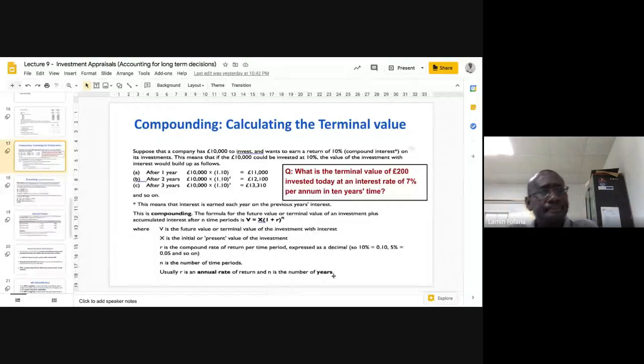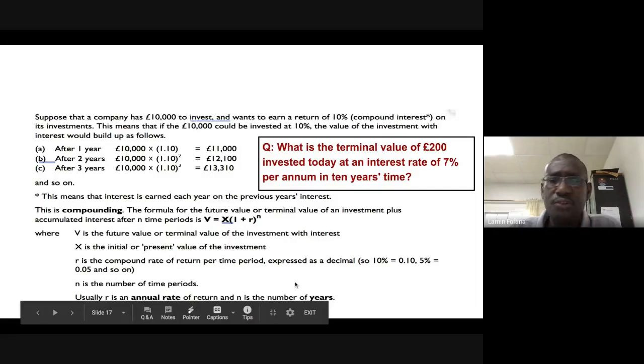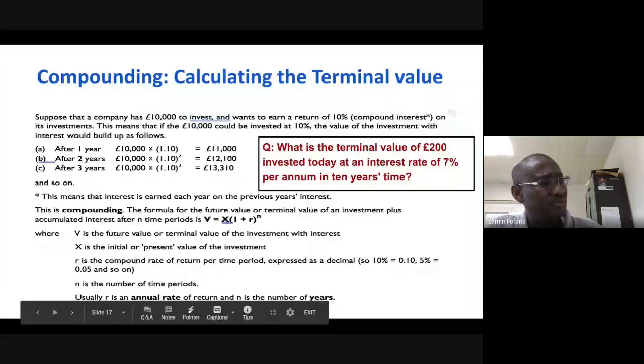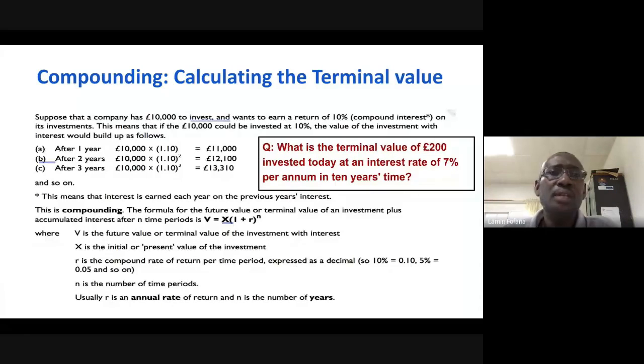So we're going to look at terminal value calculation, which is compounding. Okay, I'm sure you've looked at compounding before. You've done some compound interest calculation in your previous studies, yeah? So what compounding means is if you have a cash flow now and then you want to invest it for the future, what will be the value of that investment in future?